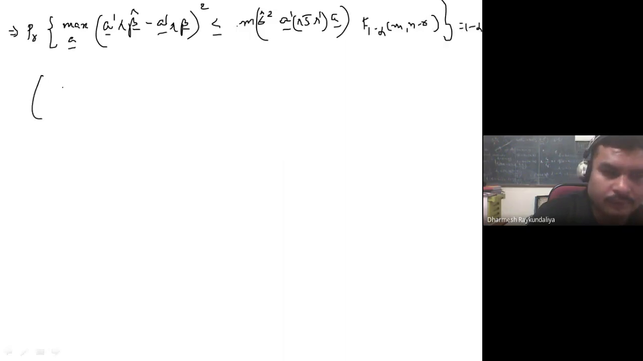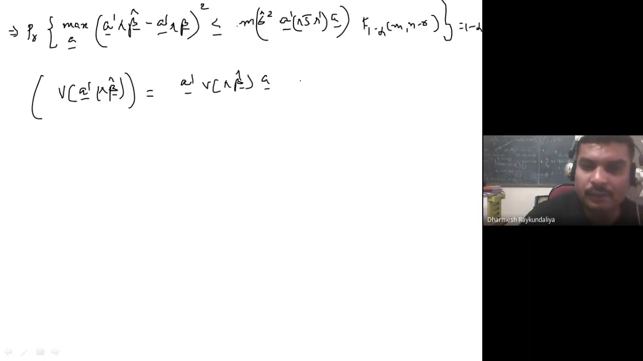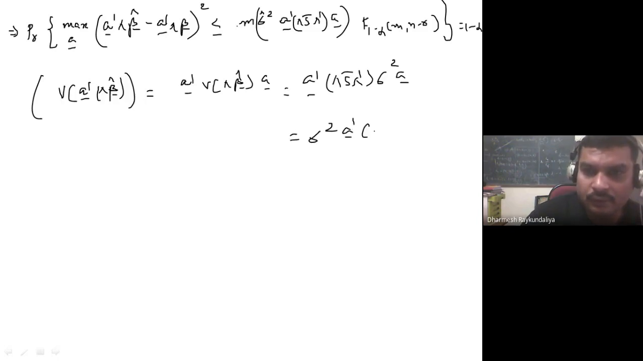Now we know that the variance of A dash lambda beta cap is equal to A dash variance of lambda beta cap A. But what is the variance of lambda beta cap? It is lambda S bar lambda dash sigma square A. So we can write this as sigma square A dash lambda S bar lambda dash A. This is all constant. So in place of sigma square I will put its estimate, so what does this become?